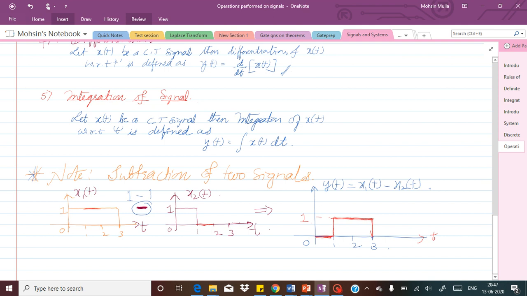Okay, I hope you understood the subtraction operation also. It is nothing but addition only. We are just adding the negative value. The first value we take as it is, and the second value we take as negative. So when you add a negative value to a positive one, you automatically get the subtraction. That is what we have to do if it is required to obtain the subtraction of two signals.